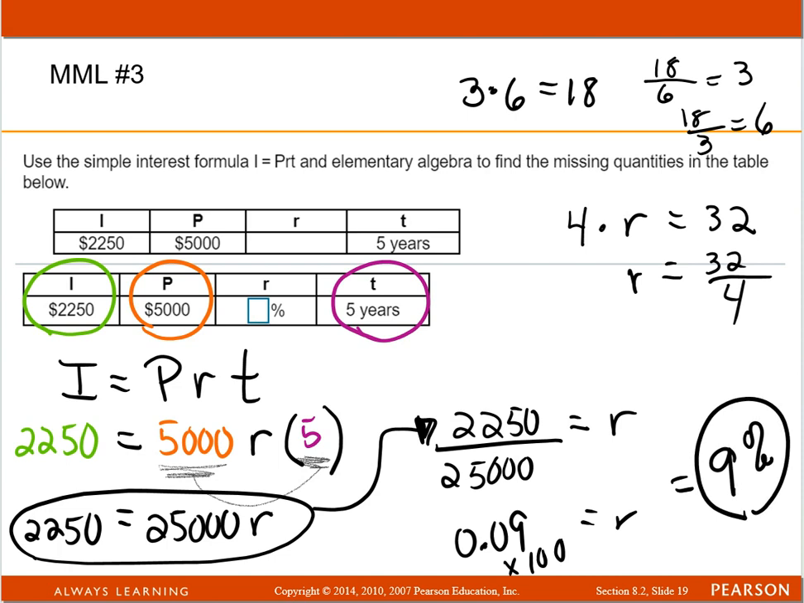And of course, my math lab already has the percent sign, so you just have to come over to the little box and type in the 9. And that's problems 1 and 3.